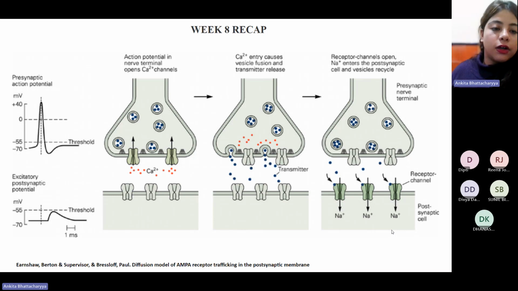So what you see in the first part of this figure is that there's a generation of an action potential at the nerve terminals. What it does is it opens up these calcium channels that are present. As a result of this, calcium is being taken up into the cell from the surrounding environment. What does it do? The entry of calcium allows the fusion of vesicles and release of neurotransmitters. So neurotransmitters are not freely circulated inside the cell. No, they are packaged into small vesicles, and then those vesicles are carried from the nucleus to the end.